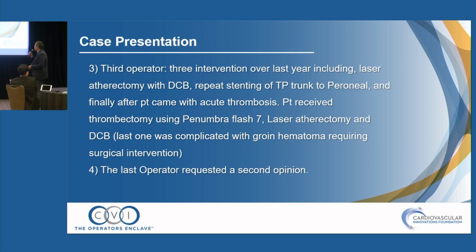The first one, last year, he had a laser atherectomy with DCB. Then he had a repeat stenting of the TP trunk. So the TP trunk across the AT had 2 layers of stent at this point, going to the peroneal. Then he came back maybe 8 months before I saw him with acute thrombosis, requiring thrombectomy, laser atherectomy, DCB, and had a complication from the groin during that procedure requiring surgical intervention.